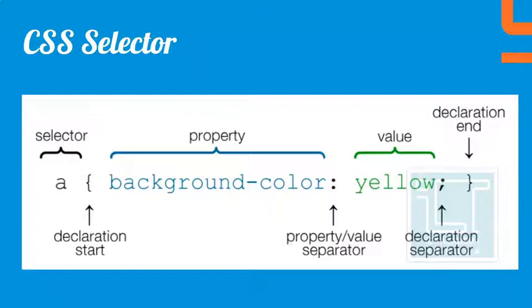In HTML, the attributes, that is the key and value, are separated using an equals sign, but here the property and the value are separated using a colon. Then the end of a particular declaration is marked with a semicolon, which is the declaration separator. All statements should be ended using a semicolon. Now the declaration start is the curly brace, and the declaration end is a closing curly brace. So this is the basic CSS selector syntax.